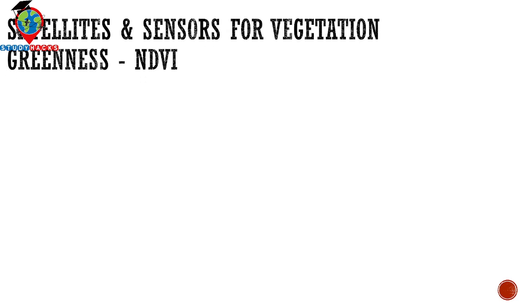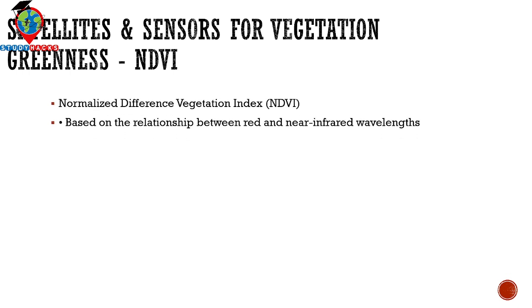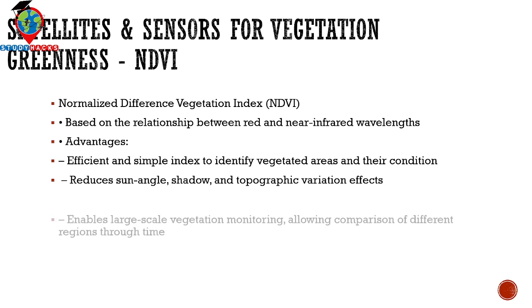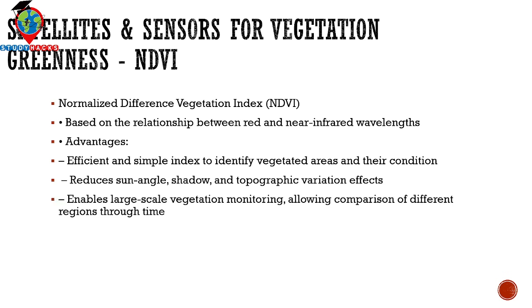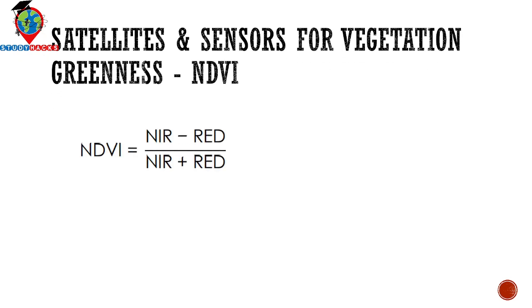So now NDVI, the Normalized Difference Vegetation Index, is based on the relationship between the red and near infrared wavelengths. The advantage is that it is an efficient and simple index to identify vegetated areas and their condition, reduces sun angle, shadow, and topographic variation effects, and enables large-scale vegetation monitoring, allowing comparison of different regions through time. The formula is: near infrared minus red, divided by near infrared plus red.